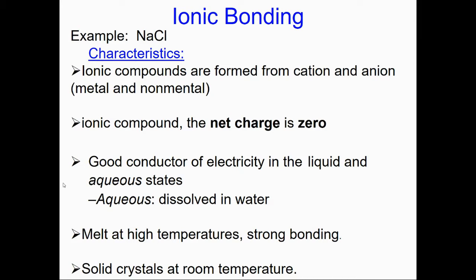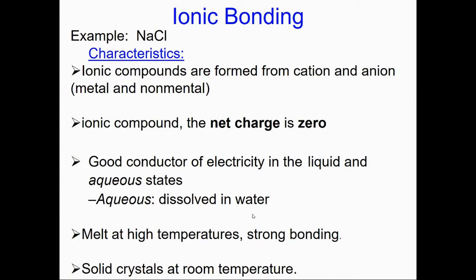Your ionic compounds overall have a neutral charge. There's a positive part and a negative part within it, but overall it is a neutral charge, and I will show that to you in a little bit. They are good conductors of electricity in the liquid and aqueous state. So let's go back to the metallic bonds. Metallic bonds, we said that they were good conductors in all states. Okay, that means as a solid, liquid, and gas. This one is only a good conductor in the liquid state and in the aqueous state.